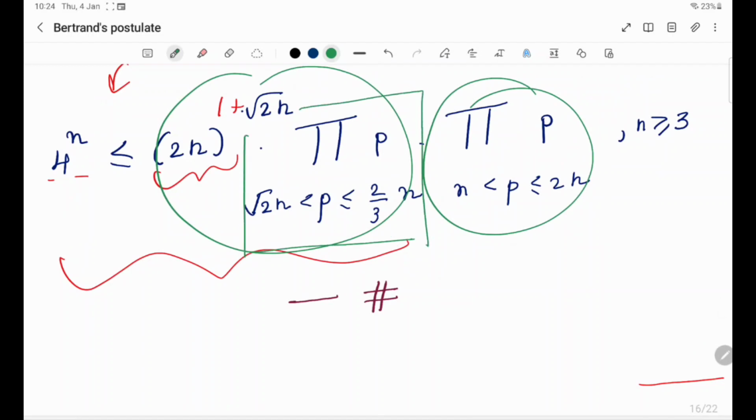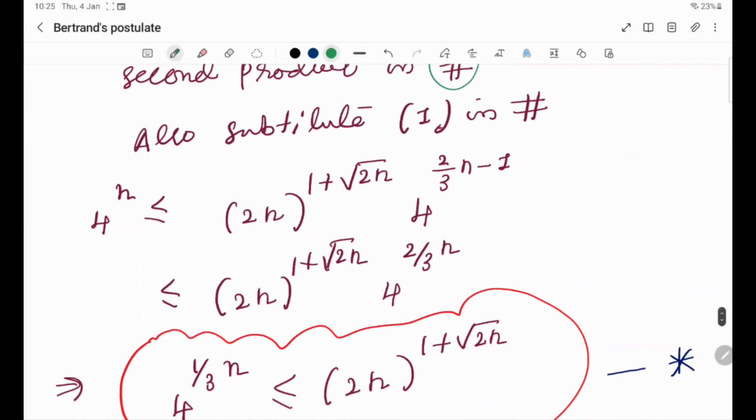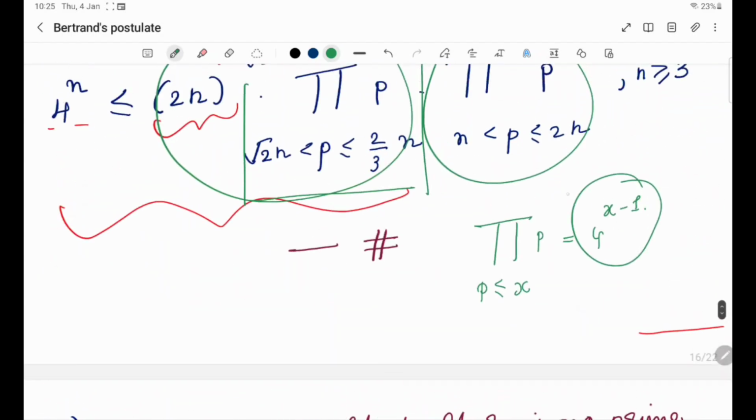We have proved in the initial step that the product of primes less than or equal to some x is less than 4 raised to x minus 1, right? So we can use that. So using that idea, we'll get 4 raised to 2/3 n minus 1. And of course, this is not equality, this is less than or equal to.